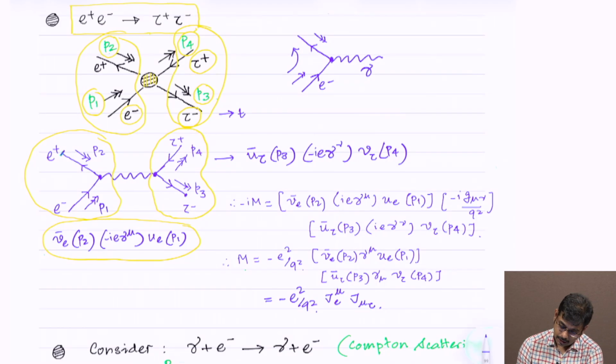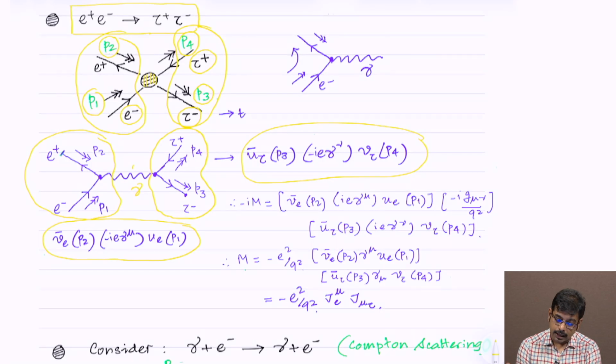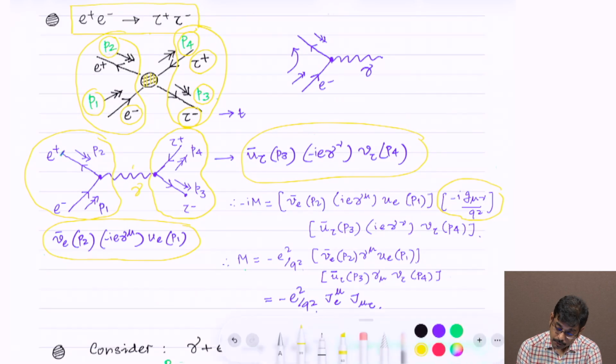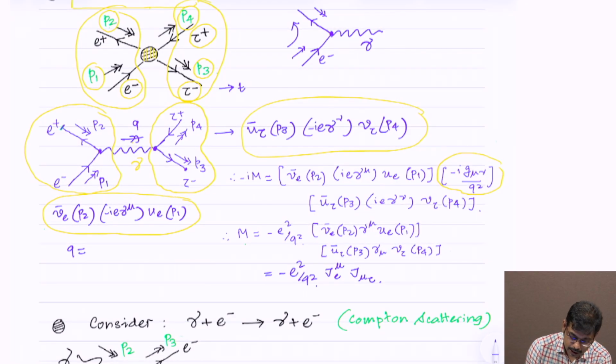So, this is the definition of this particular one, and then we all know how this propagator will be written. This is a photon propagator. So, the photon is carrying this interaction between these two vertices. This will be once again minus i g mu nu by q square, and now you see that this q for this particular process is simply P1 plus P2, which is equal to P3 plus P4.